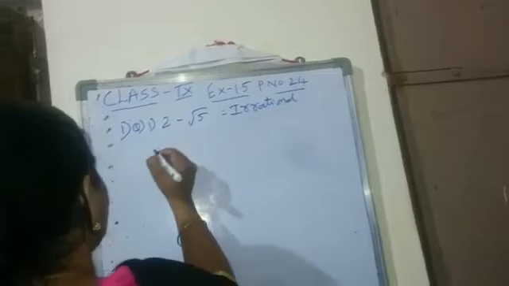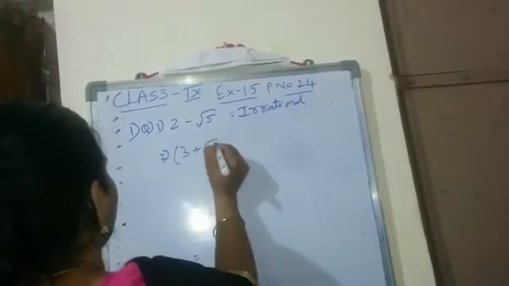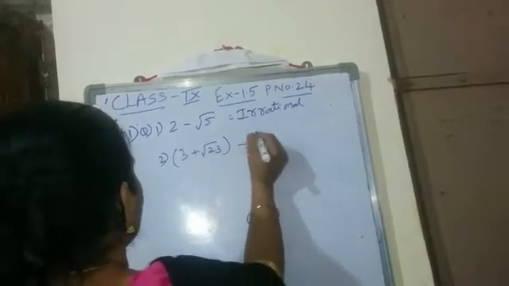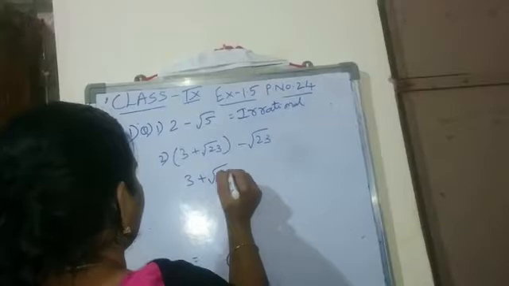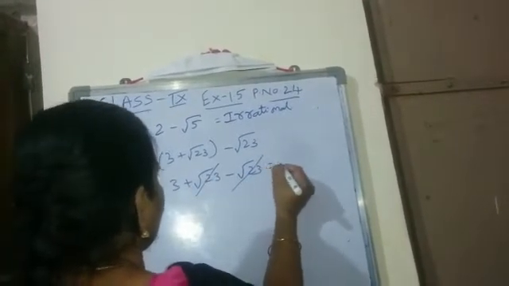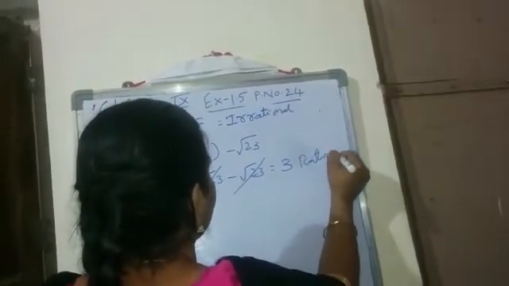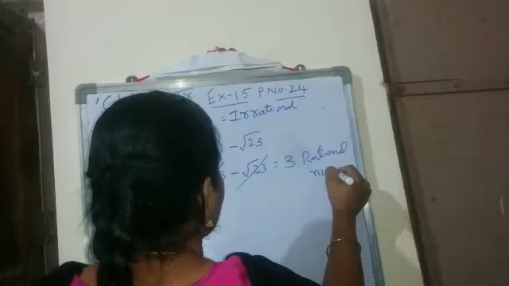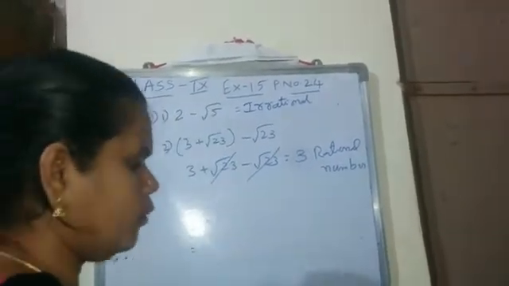Now, second one, children: (3 plus root 23) minus root 23. So, 3 plus root 23 minus root 23. Root 23 and root 23 will be cancelled. Then 3 is a rational number. Next one. Third and fourth are homework for you.